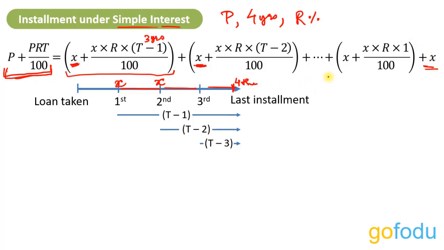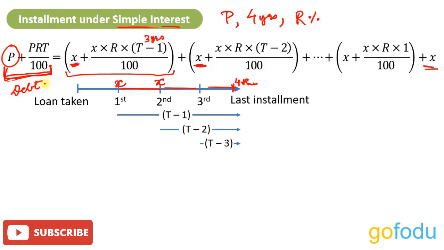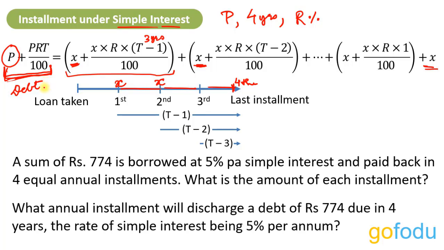Just remember that you borrowed P money from the bank, but you owe the bank this whole amount. Okay, this is also called as debt. Debt is the money that you owe to the bank or the money that you need to repay. So there are two varieties of questions that you might come across. Just read both of them and then proceed.